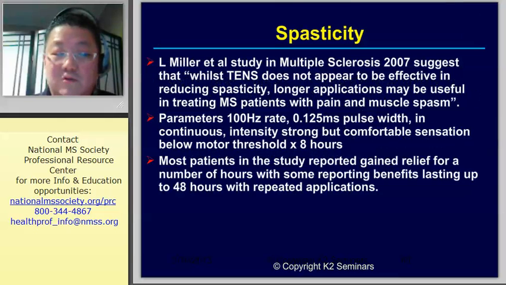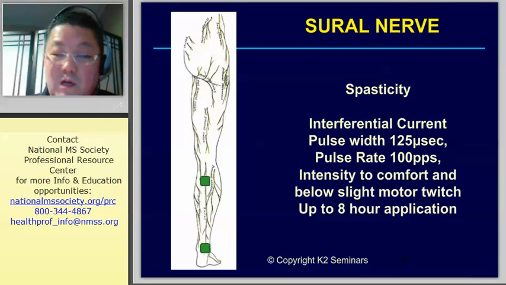So yes, you can use that piece of the puzzle. In this particular Miller text, it suggests that while TENS does not appear to be effective in reducing spasticity, longer applications may be useful in treating it. So in this case, we're looking at 100 pulses per second, but guess what? It's below motor threshold for 8 hours. When was the last time you used TENS for 8 hours? Different idea. All right. So again, most patients in the study reported pain relief for a number of hours, with some reporting benefits up to 48 hours with repeated applications.